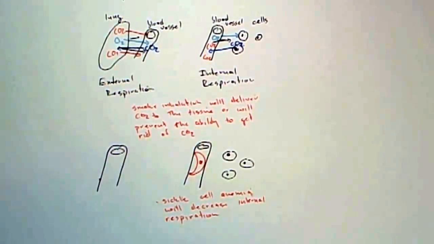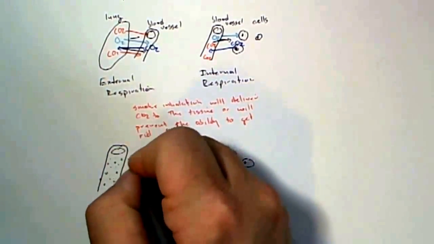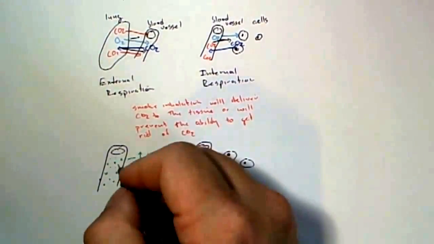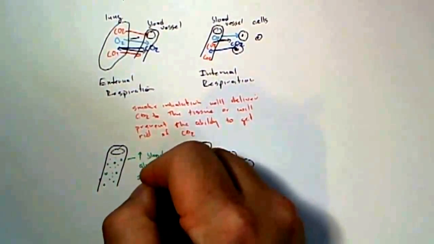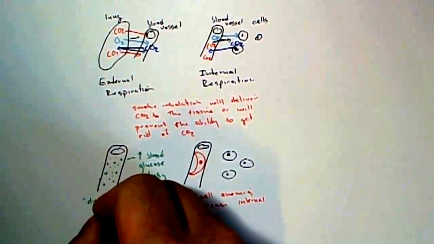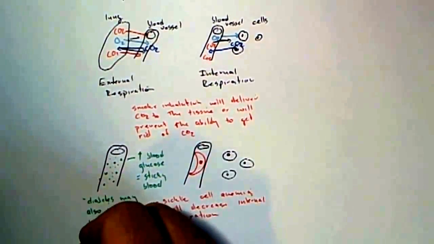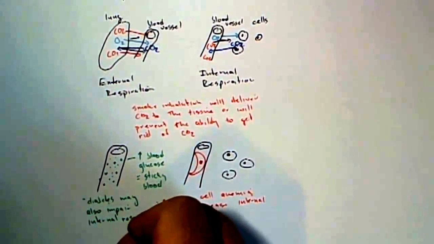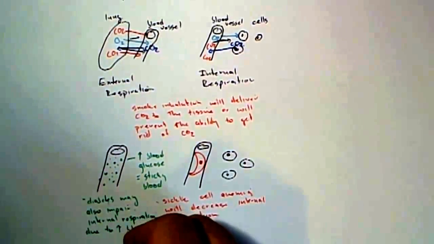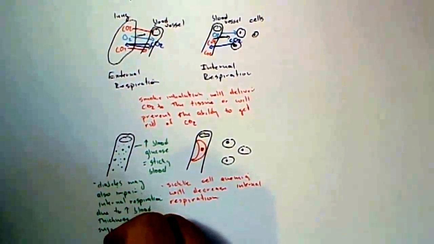You can probably get the same effect if you have high blood glucose. So if you've got a bunch of glucose, as in diabetes or high blood glucose, will probably also cause the blood to be sticky blood. And this will also, so diabetes may also impair internal respiration due to increased blood thickness. As sugar is sticky.